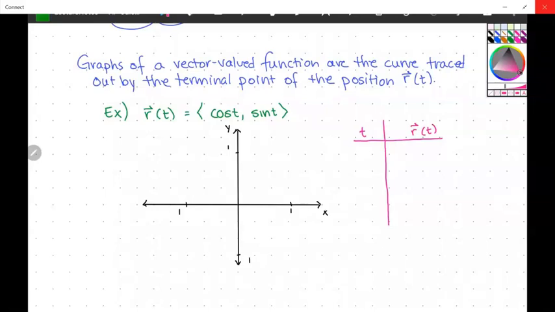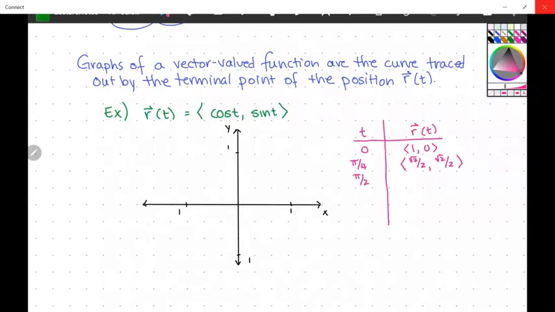So when t is 0, what's the vector r of t? What are the horizontal and vertical components for r of t going to be? 1, 0. And what about pi over 4?